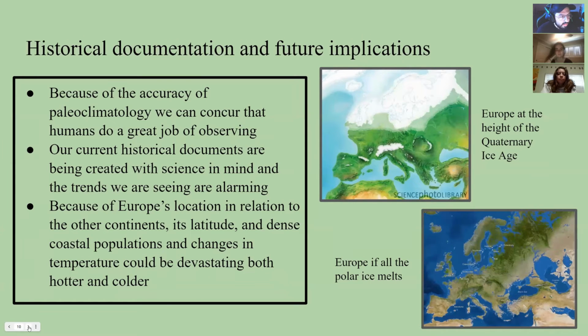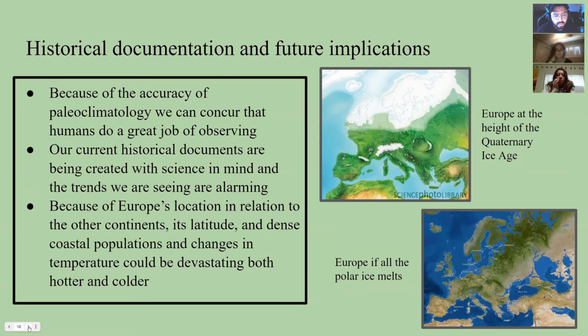Because of the accuracy of paleoclimatology, we can concur that humans do a great job of observing. Our current historical documents are being created with science in mind, and the trends that we are seeing are alarming. Because of Europe's location in relation to other continents, its latitude, and dense coastal population, changes in temperature could be devastating both if they get warmer and if they get colder.